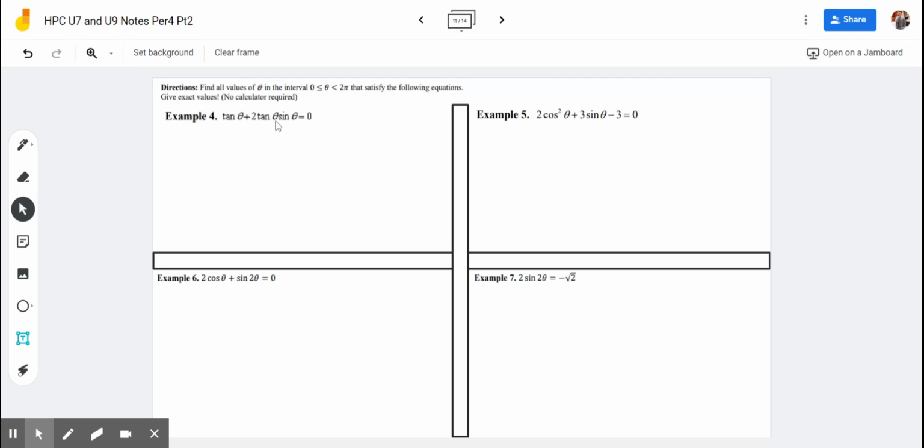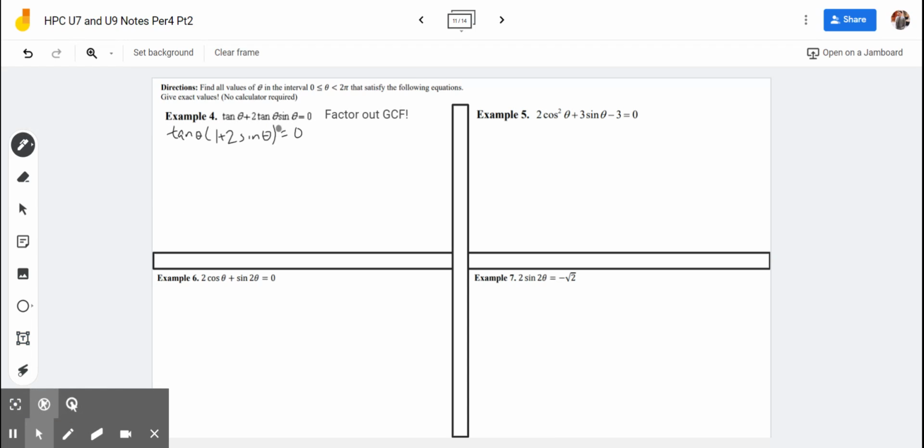Tan theta plus 2 tan theta times sine theta is equal to 0. So for this problem, you probably notice that there's a tan theta in both of these terms, and that's exactly what we're going to do. We're going to factor it out like a GCF. It's not a quadratic equation, but it's another type of solving by factoring problem. So we can factor out a tan theta from each of these terms, and we're left with 1 plus 2 sine theta.